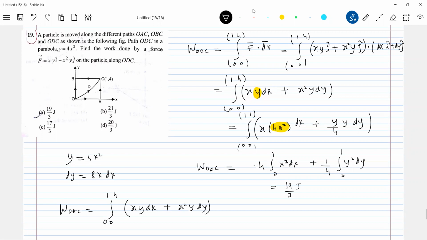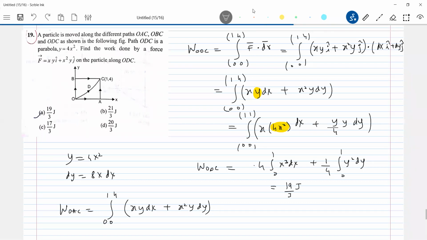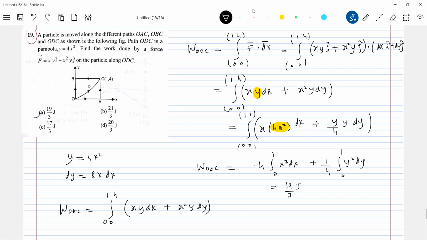First I'll move from O to A, no? So when I'm moving from O to A, what is the value of y? Y will be 0. The path is different here, path OAC. So the limit will be 0 to 1 for xy dx, and x square y dy from 0 to 4. In place of y, what should I write? In place of y, it should be 0. In place of x, I should write it as 1.